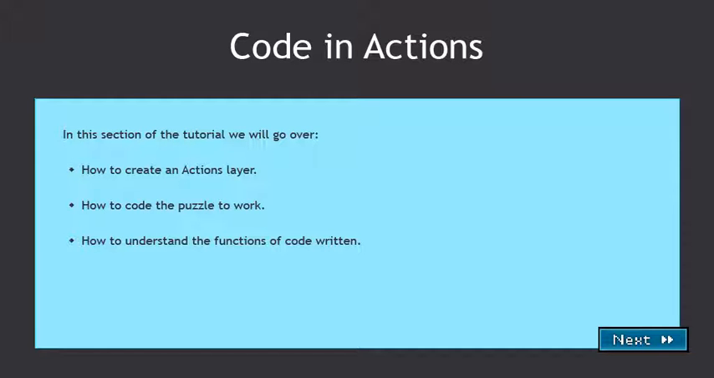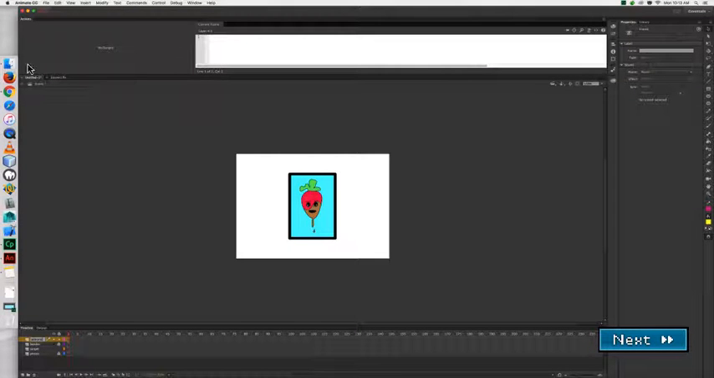In this section of the tutorial, we will go over how to create an actions layer, how to code the puzzle to work, and how to understand the functions of the code written. Okay, create one last layer in your layer panel called Action or Actions. Try to make sure it's at the very top, and then at the very first frame, you're going to insert a blank keyframe. Go ahead and do that, and that will give us an area to fill in our code.